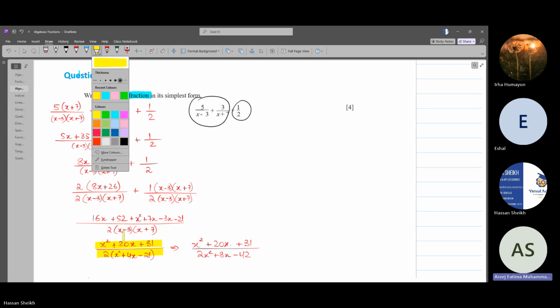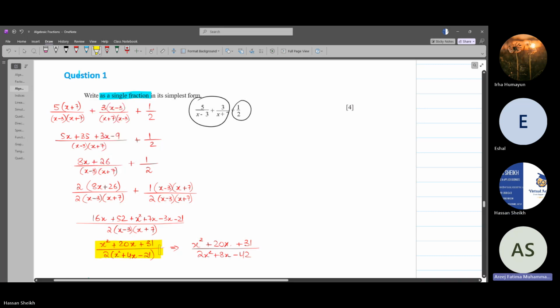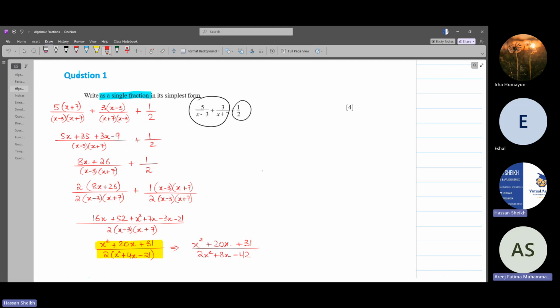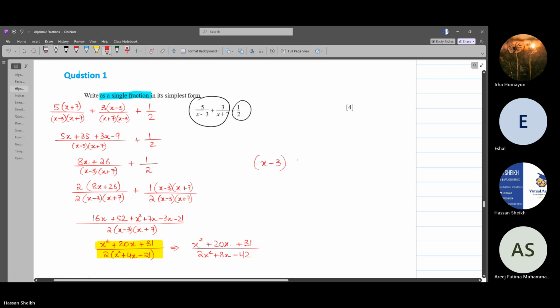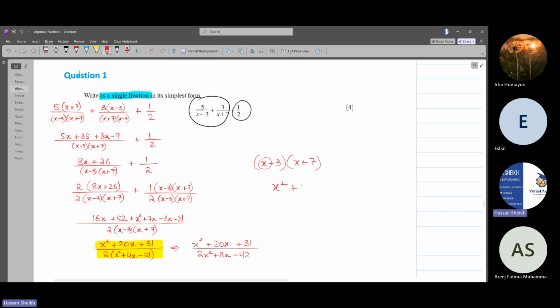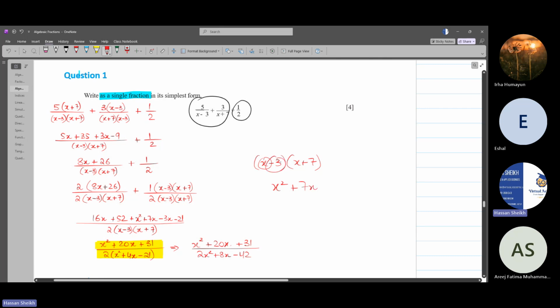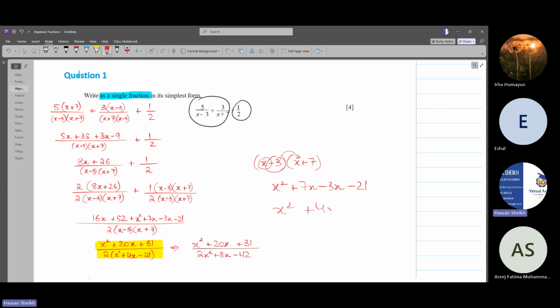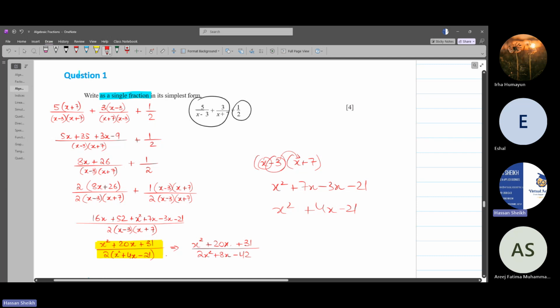Sir, how did you get x squared plus 4x minus 21? So x multiplied with x, generating x squared. x multiplied with 7, generating 7x. Minus 3 multiplied with x, minus 3x. Minus 3 multiplied with plus 7 is minus 21. So x squared plus 4x minus 21. Got it? Yeah.